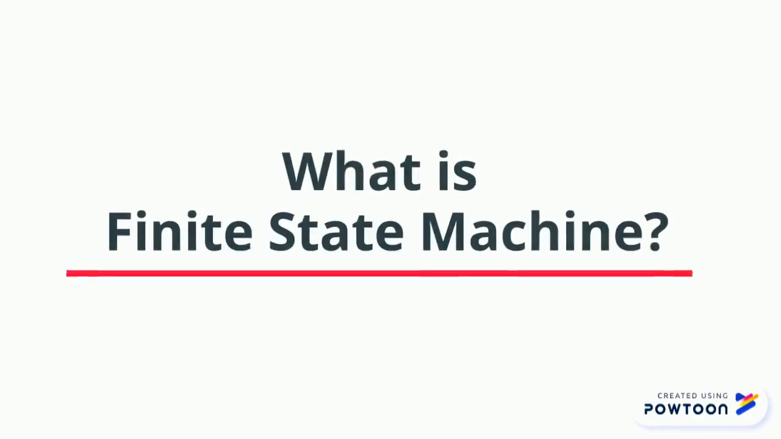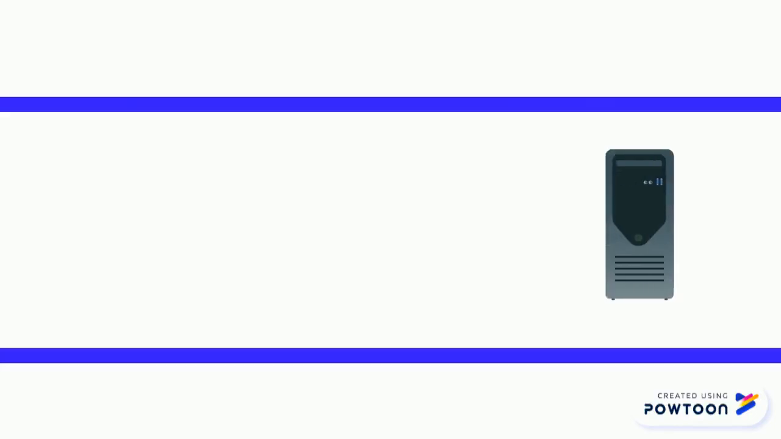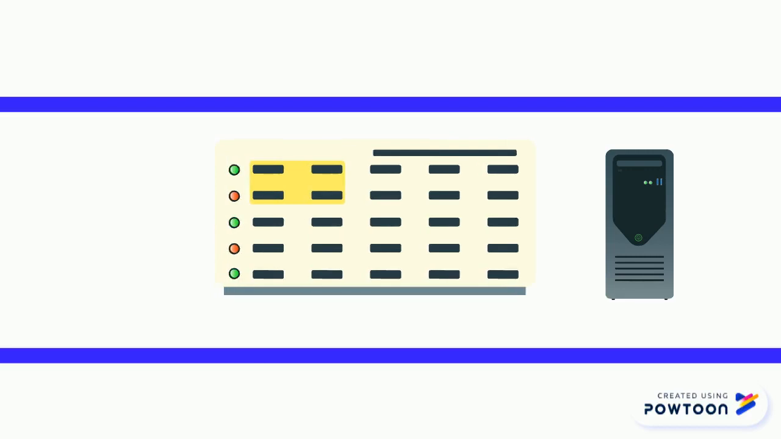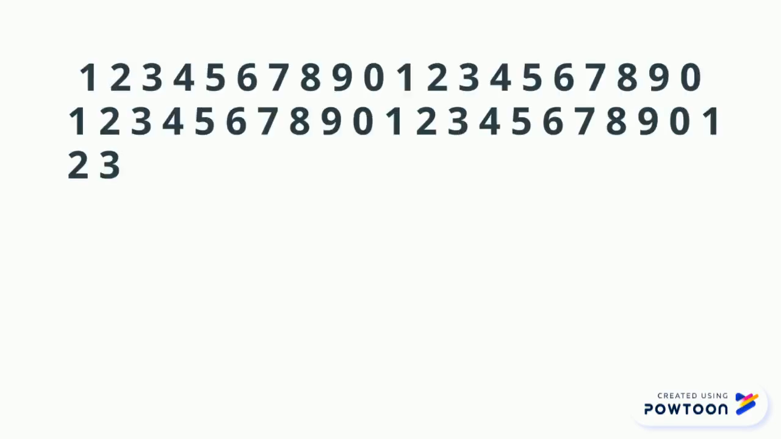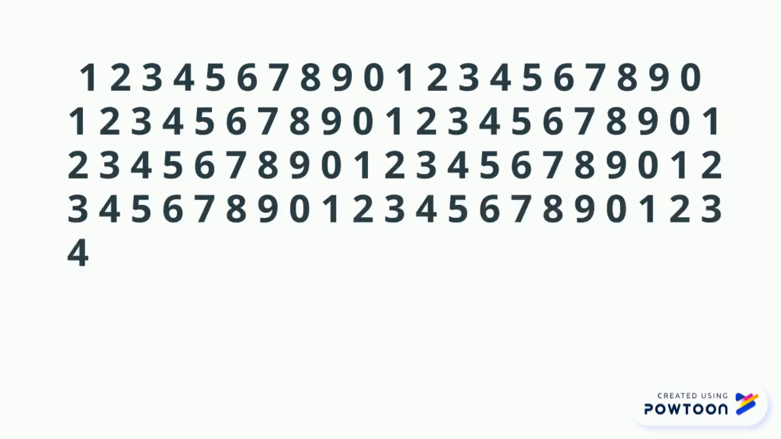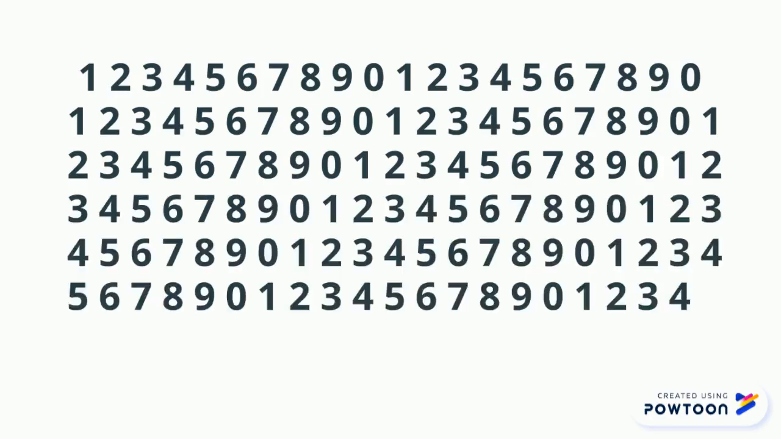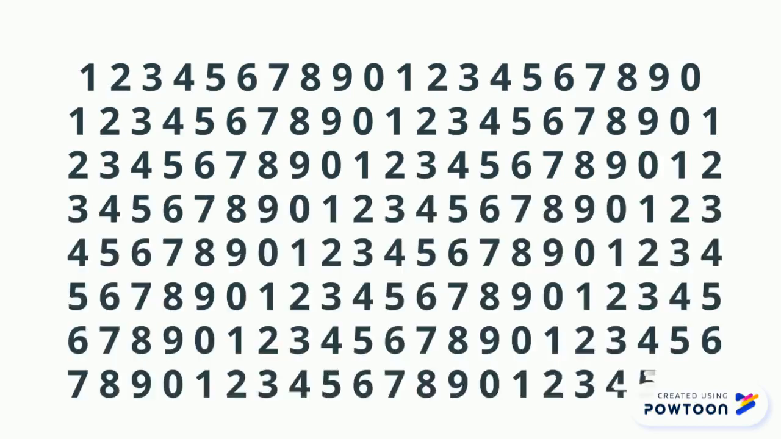What is a finite state machine? Let's first look at the definition of what it is. A finite state machine is a computation model that can be implemented with hardware or software and can be used to simulate sequential logic and some other computer programs.